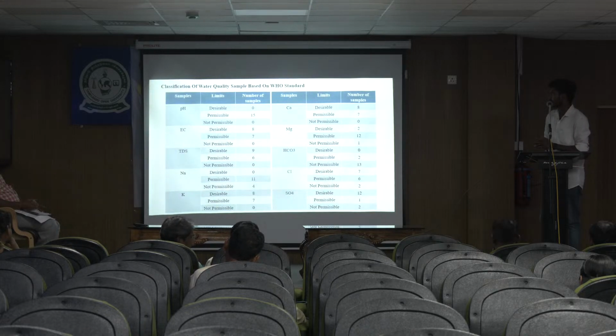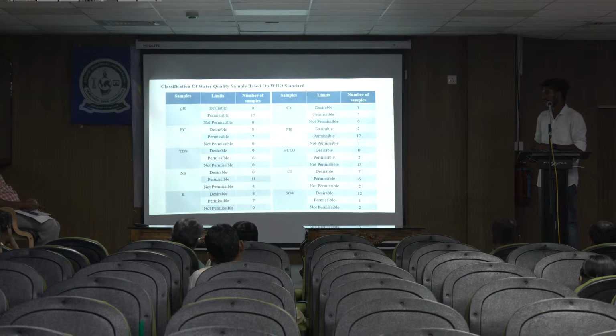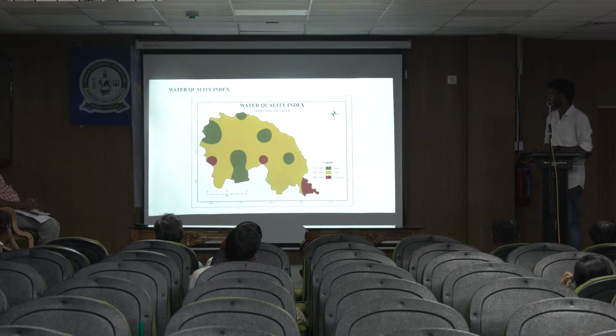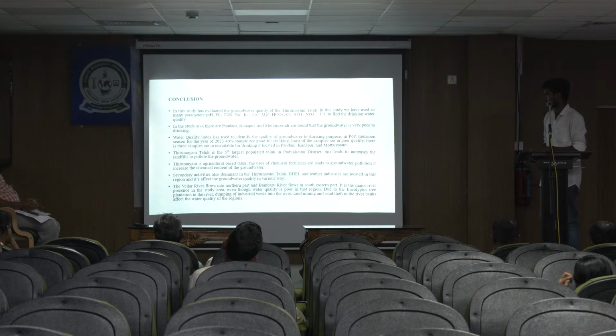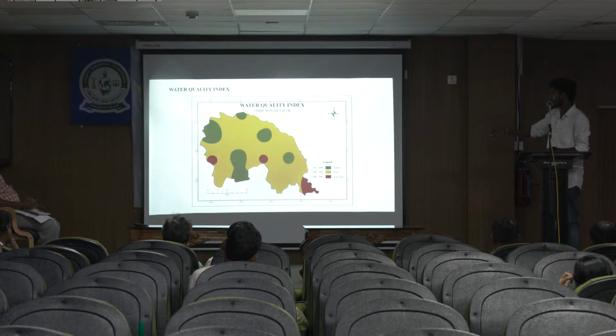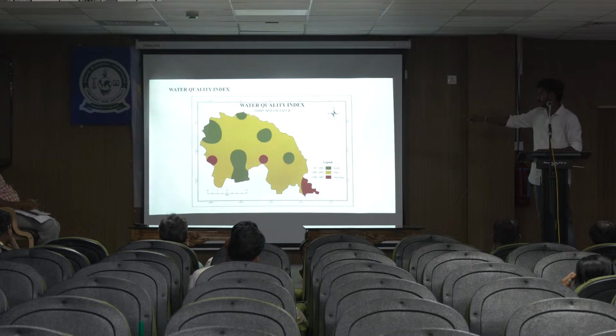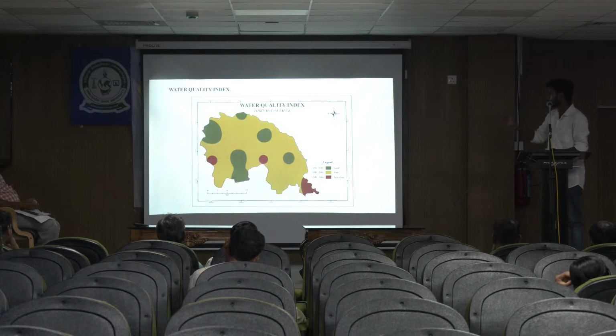This table shows the classification of water quality samples based on the WHO standard. Next. Here is the range of water quality index of the study area. This is the water quality index map. Here there are 3 samples that come under the very poor category: Mottayandi, Kanapur, and Adanur.